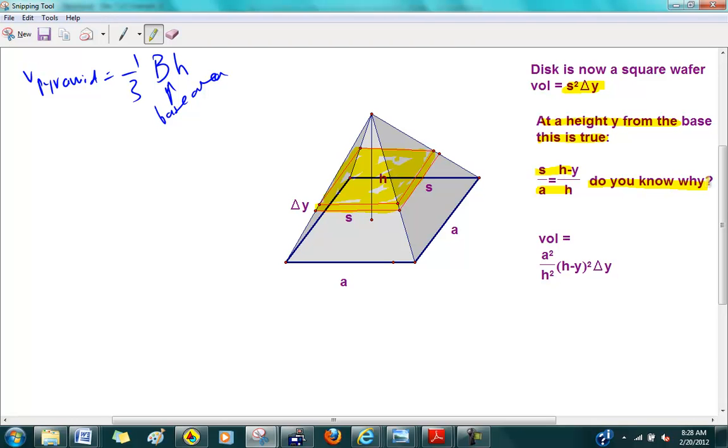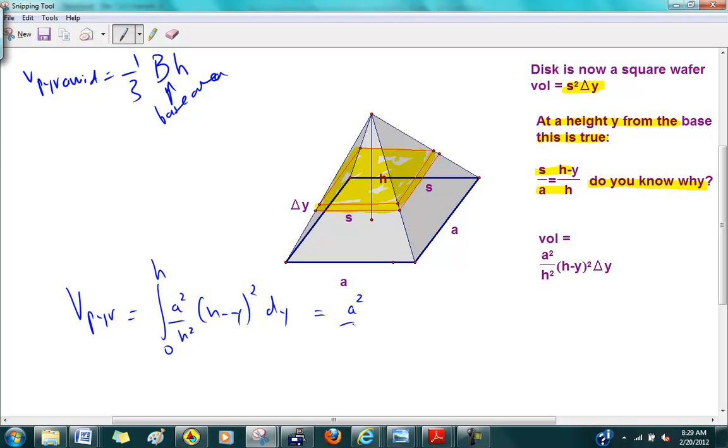So the volume that we want for the pyramid should be equal to the integral of a squared over h squared times (h minus y) quantity squared dy, and my limits are going to go from 0 to h. I know that a and h are constant as far as the integrand is concerned, so I can take that out and I get the integral from 0 to h of (h minus y) quantity squared dy.